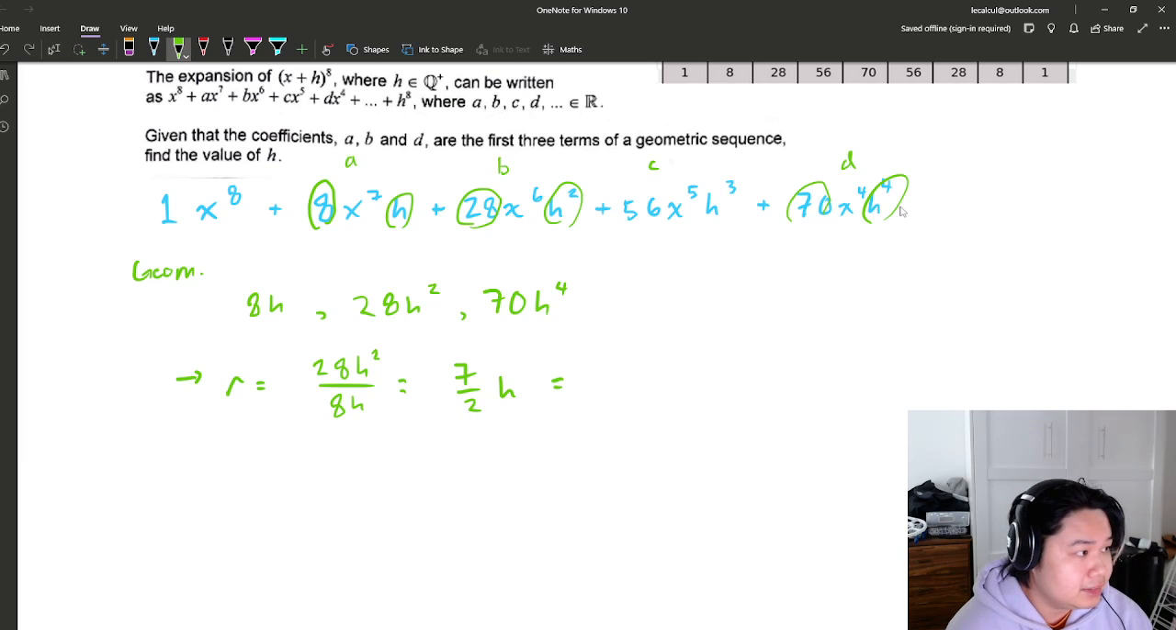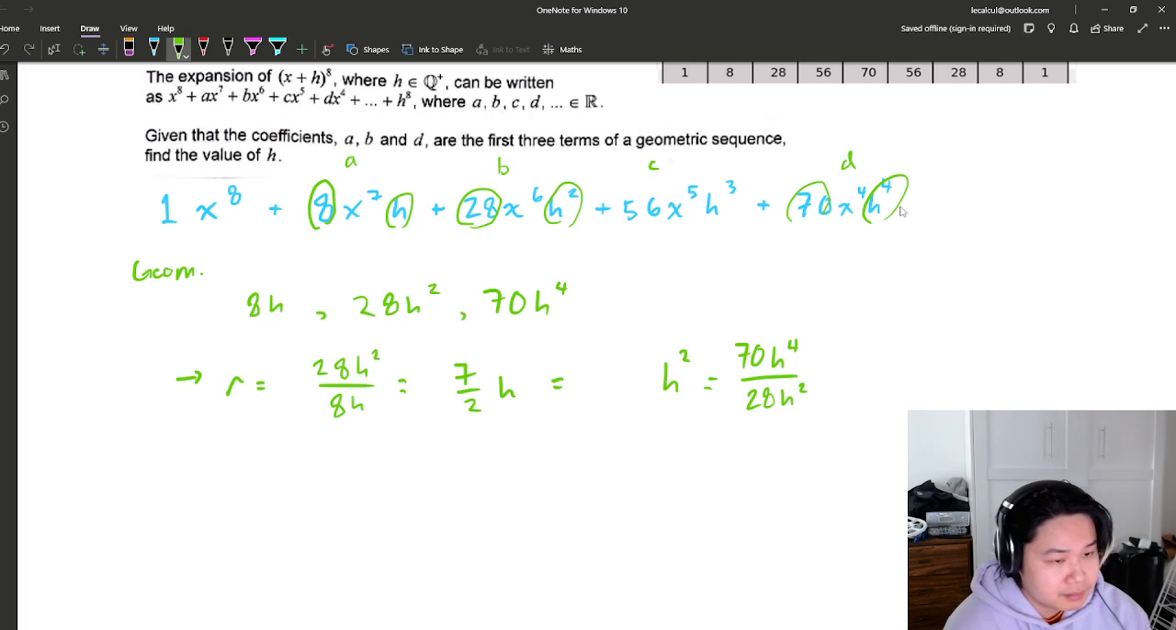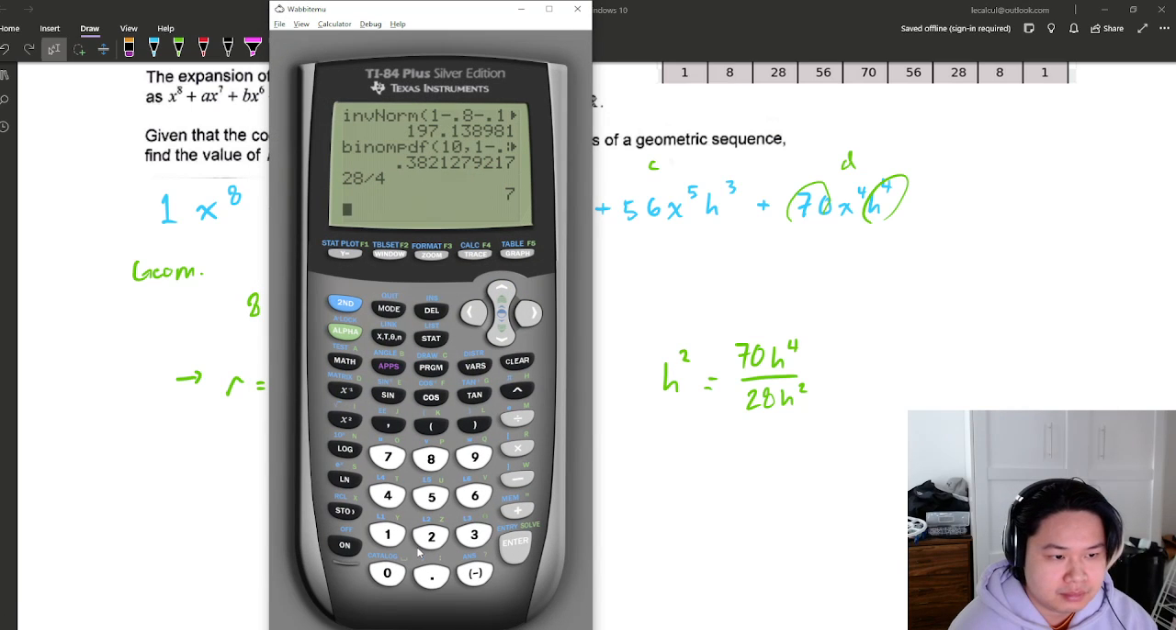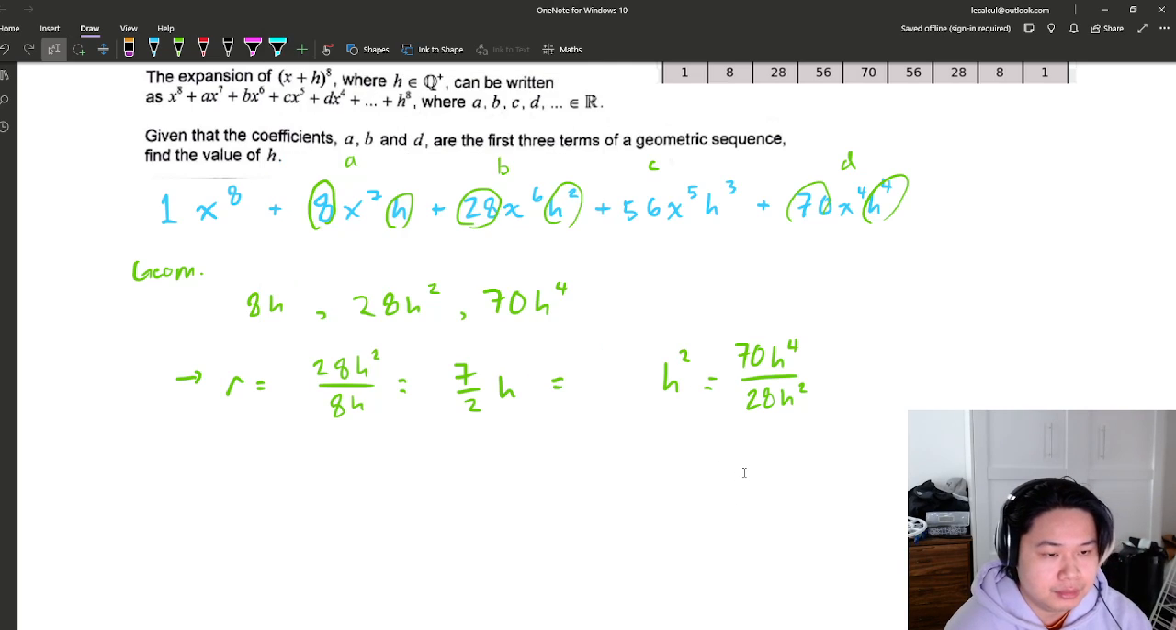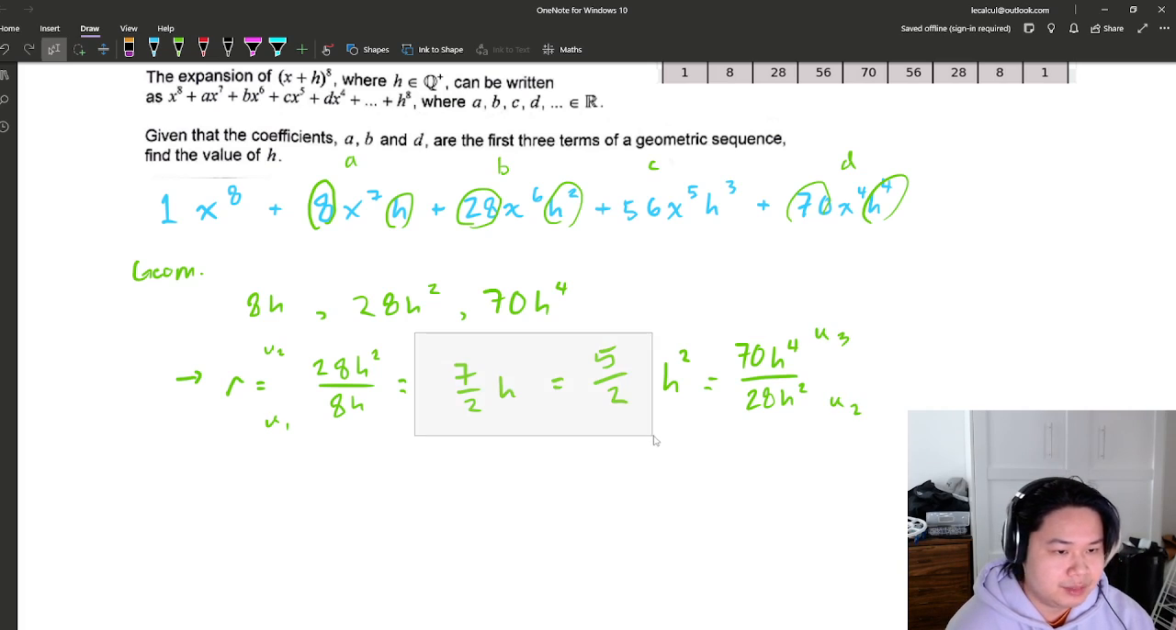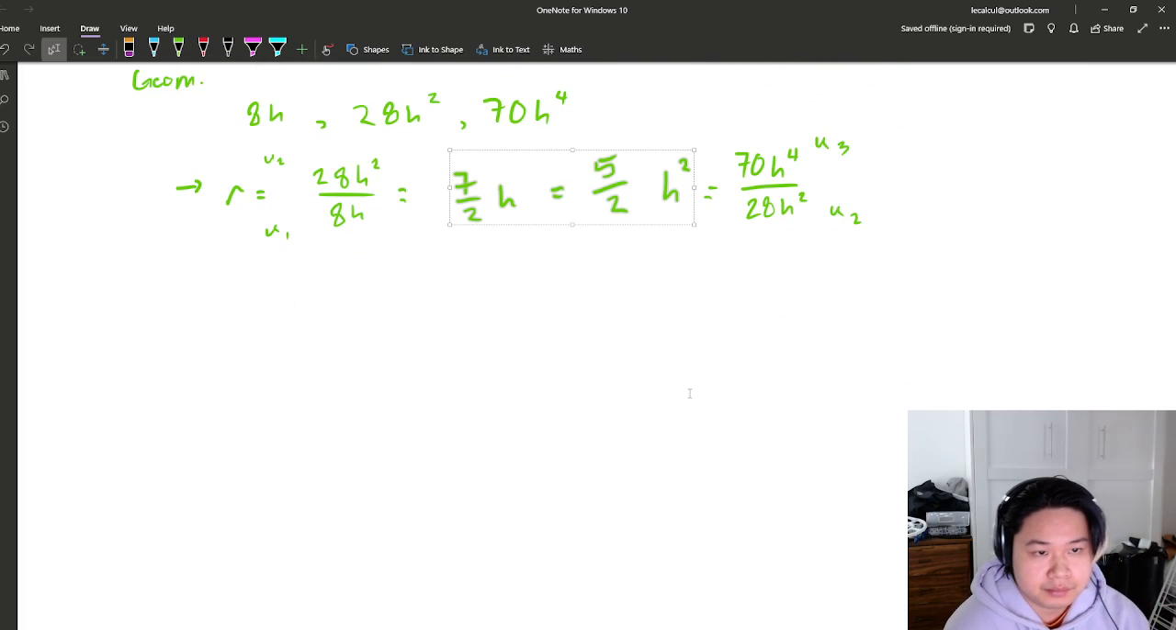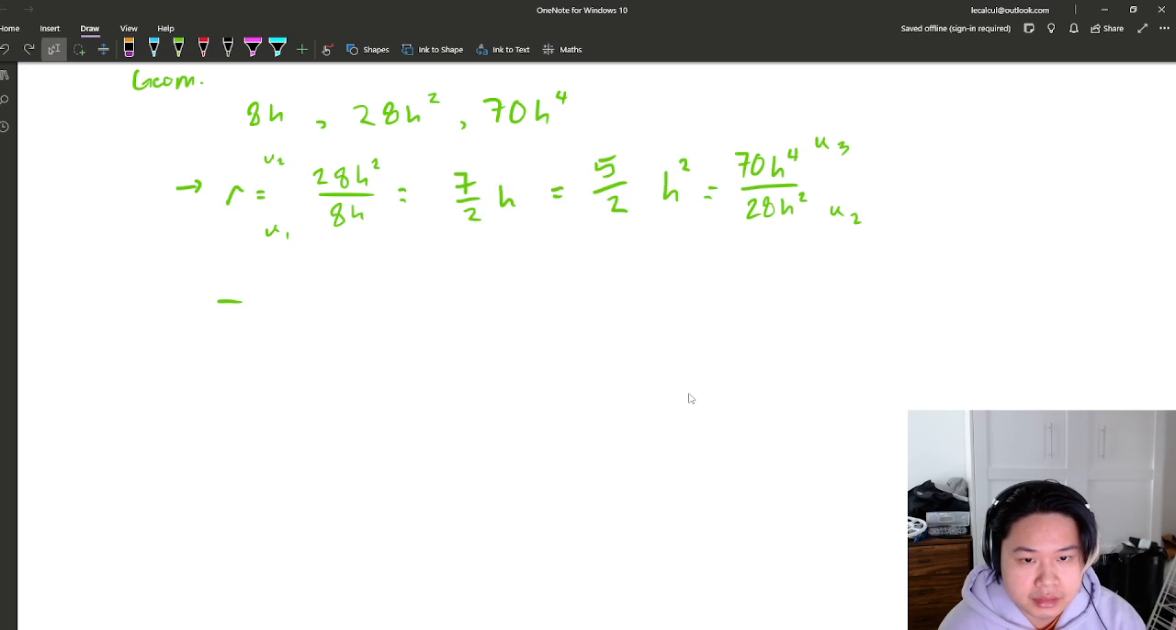And then likewise, we can also divide the third and second term, which would also result in the common ratio, and then this one would reduce to h squared, and then whatever 70 over 28 is. 70 divisible by 14? Yeah, okay, so 5 over 2. Okay, so this is u2 divided by u1. This one's u3 divided by u2. Okay, and then after we simplify, we have an equation, and then we can solve for h. So I'm going to move the 7 over 2h over and factor out the h. And actually, I'll factor out the 1/2 too.